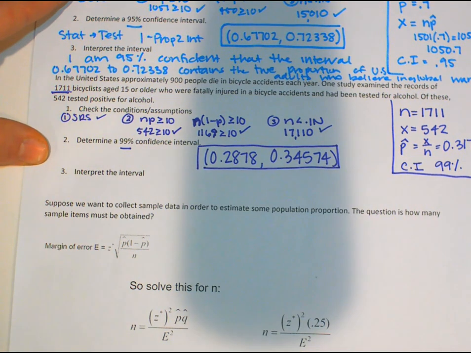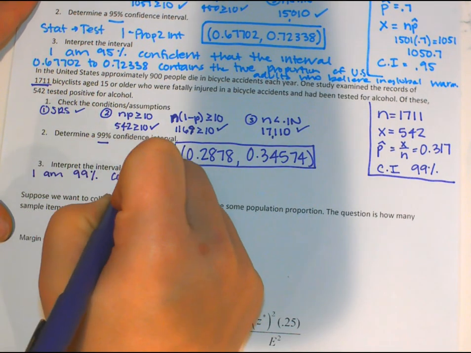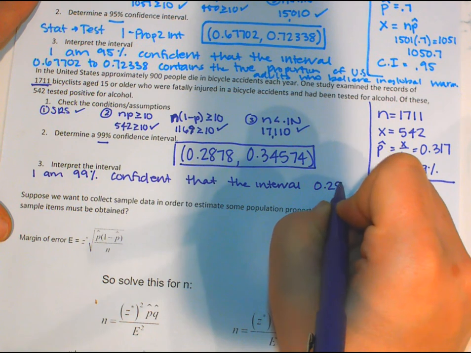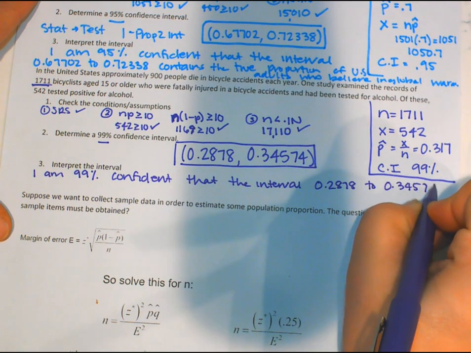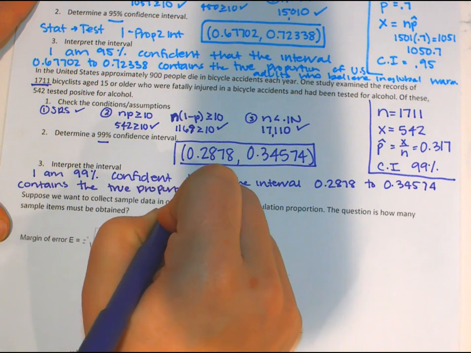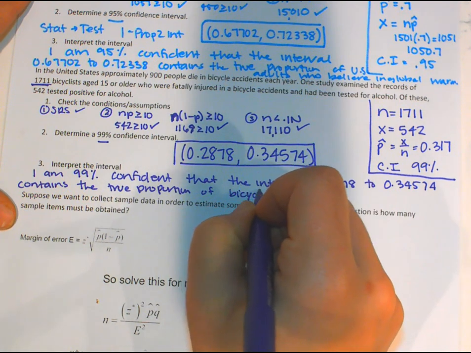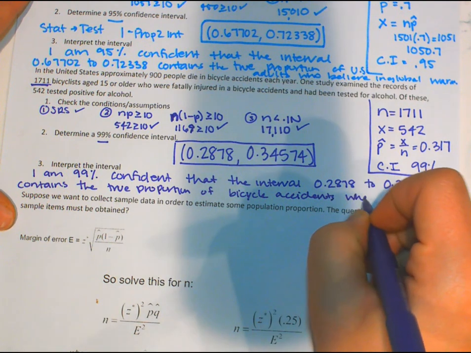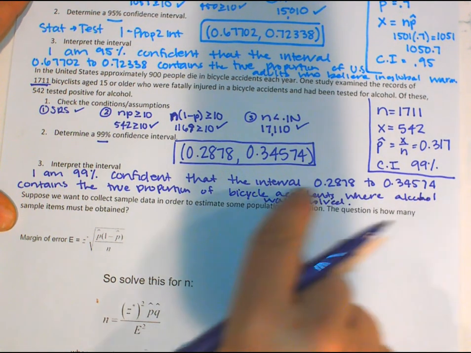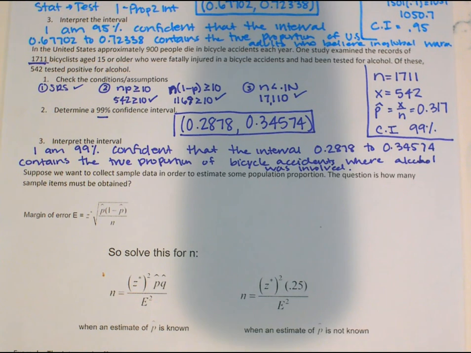So now we'll go ahead and interpret this interval. Again, very similar to how we did the last one. I am, in this case, 99% confident that the interval contains the true proportion of bicycle accidents where alcohol was involved. And again, you can change the wording of this part a little bit to summarize the problem, but it should involve the context of what we're solving.